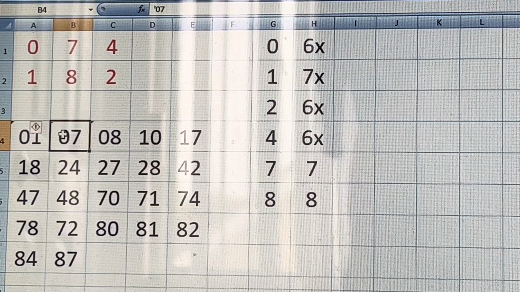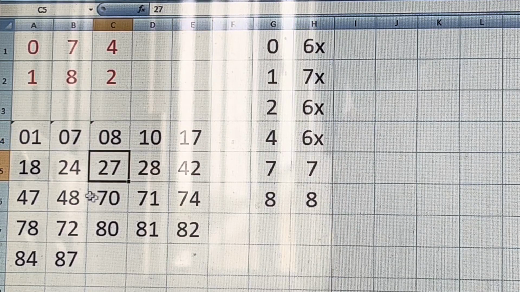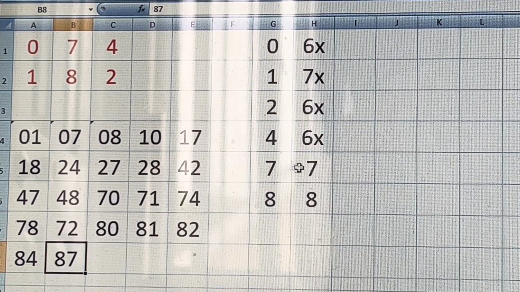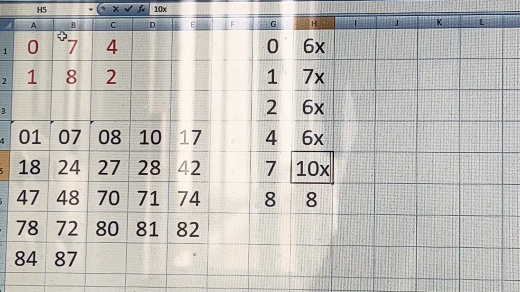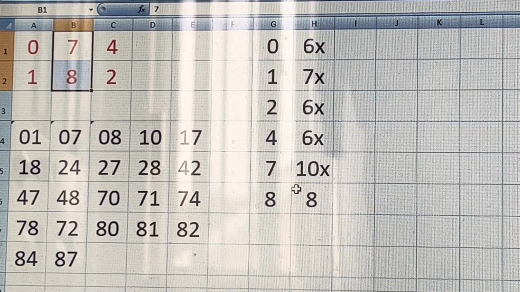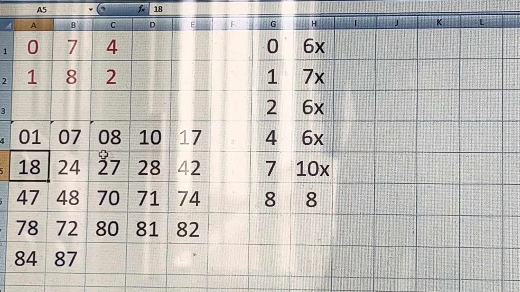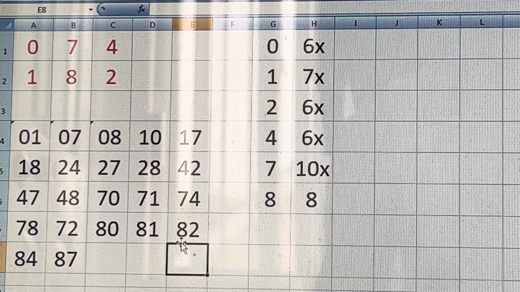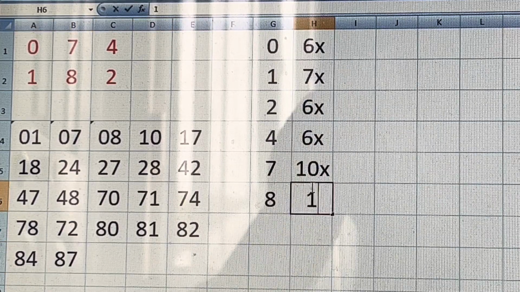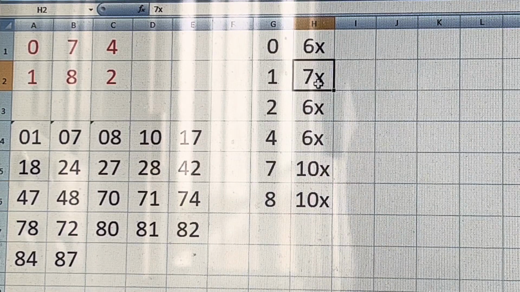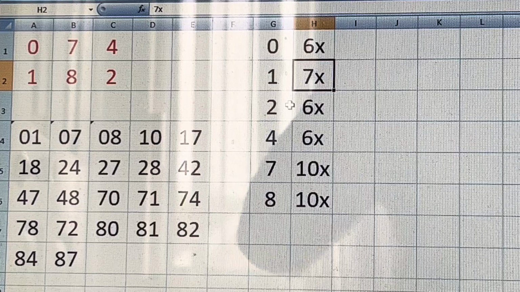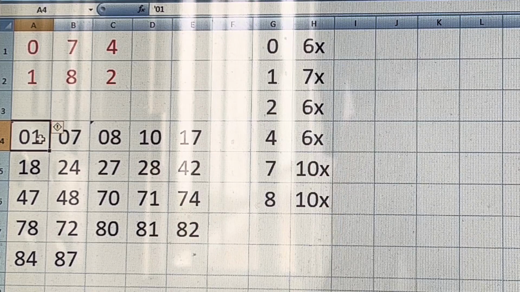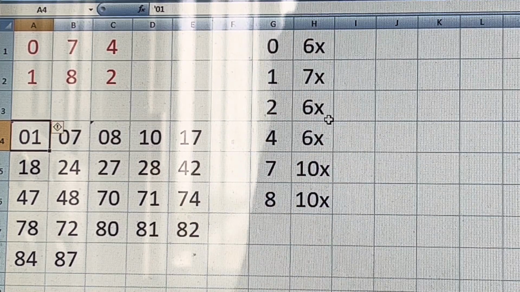Now digit 7: 7, 17, 27, 70, 47, 71, 74, 78, 72, 87, 10 times. So any number in the middle will have more numbers. Digit 8: 8, 18, 28, 48, 58, 68, 78, 82, 84, and 87, 10 times. Now, if you look at the numbers, the second highest digit with the most number combinations is the digit 1. Right? And the other digits have 6 times.